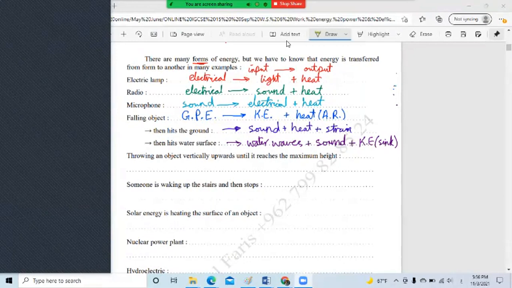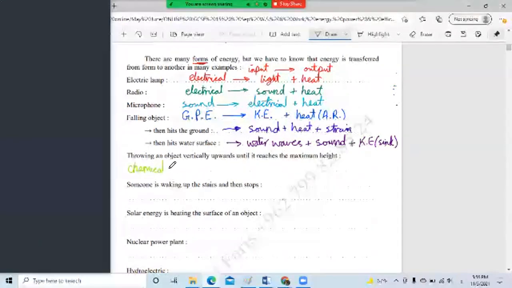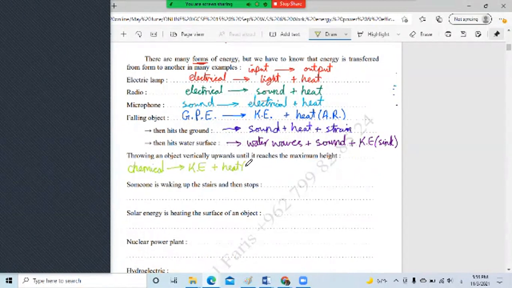Thank you. It's called chemical energy. There's nothing called molecular energy. So chemical energy inside the body, we throw it to be kinetic energy plus heat, and this heat inside the body makes you warmer.